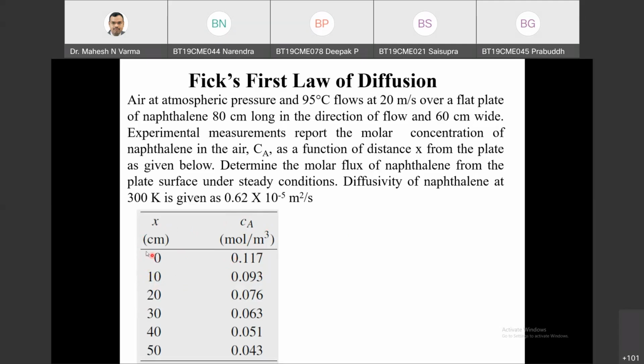The nearest values to the surface are this one at x equals 0 and this other one, because I need two values to get dCA by dx. So using these you will get dCA by dx. Will it be negative or positive? dCA by dx will be negative or positive? Roll number 64.